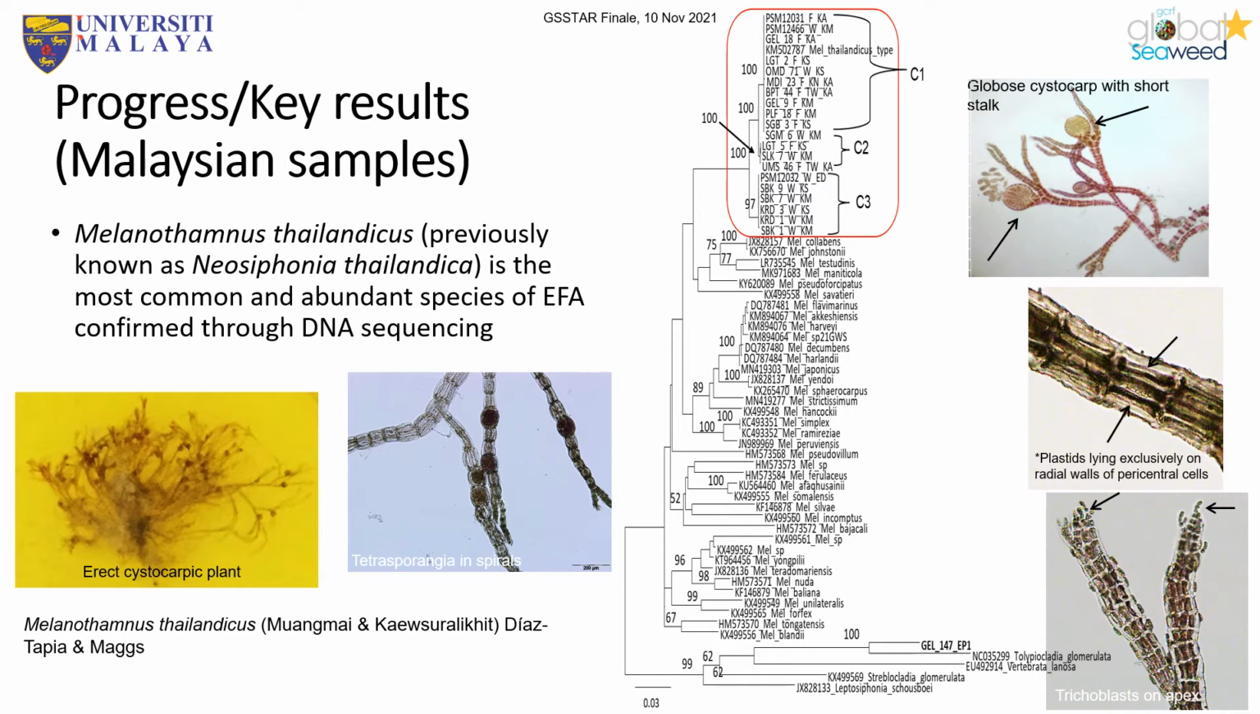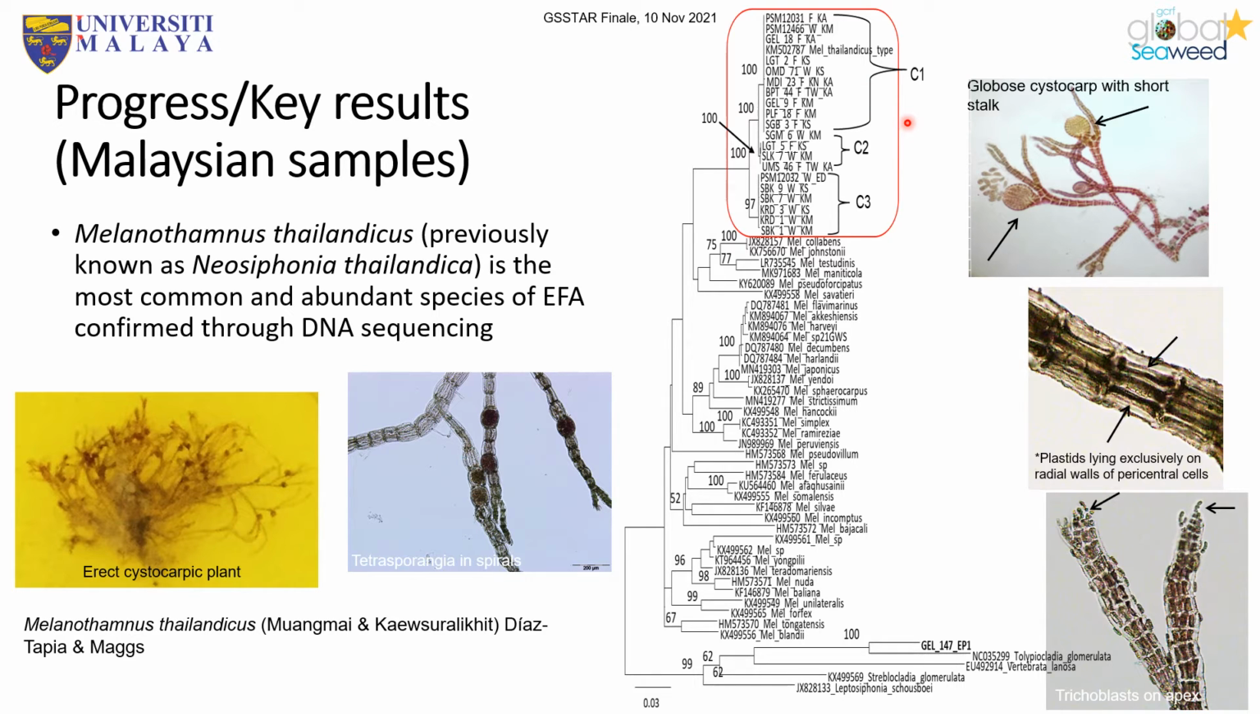Within the Malaysian samples, we found that Melanothamnus thailandicus, which was previously known as Neosiphonia thailandica, is the most common and abundant species of EFA. This is confirmed through morphological analysis and DNA sequencing, as you can see here in this rbcL phylogenetic tree. The Melanothamnus samples are resolved into 3 clades, and the first one corresponds to the sequence of the holotype, first reported to grow epiphytically on Gracilaria fisheri in Thailand. So it appears to be a host generalist.